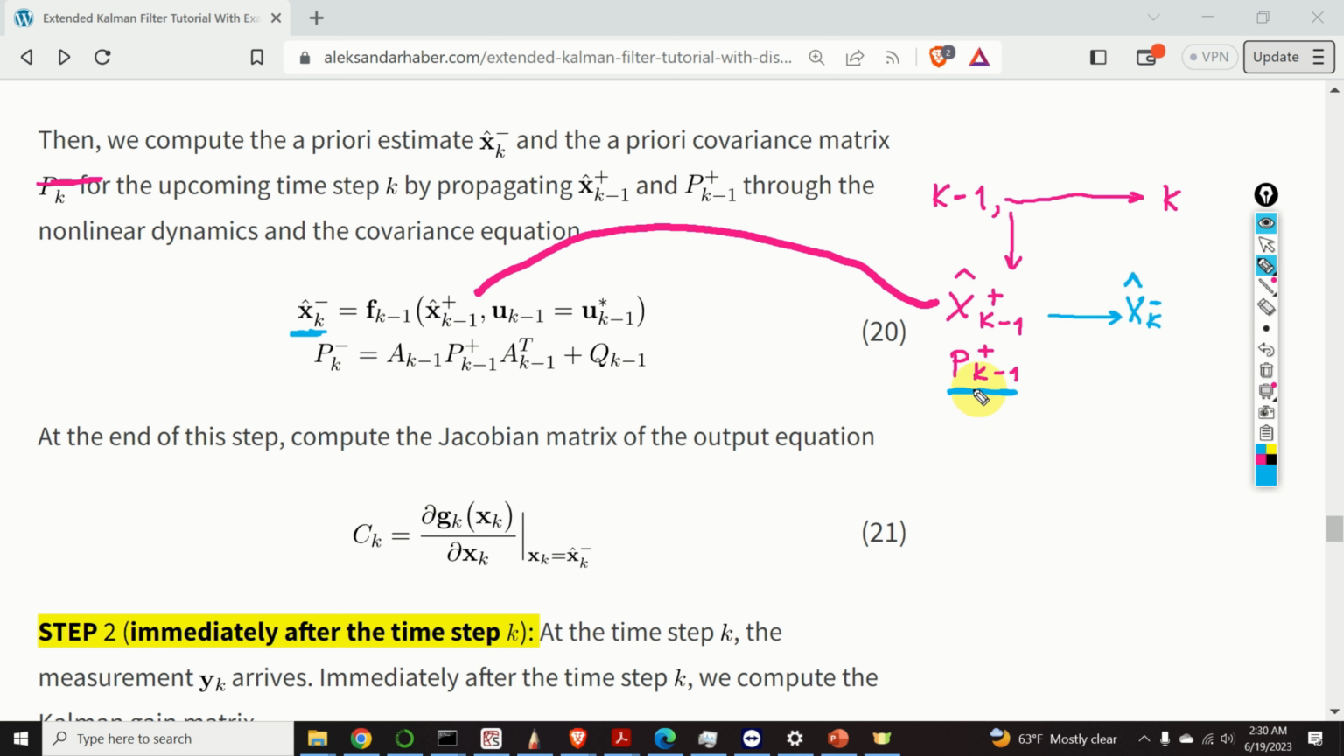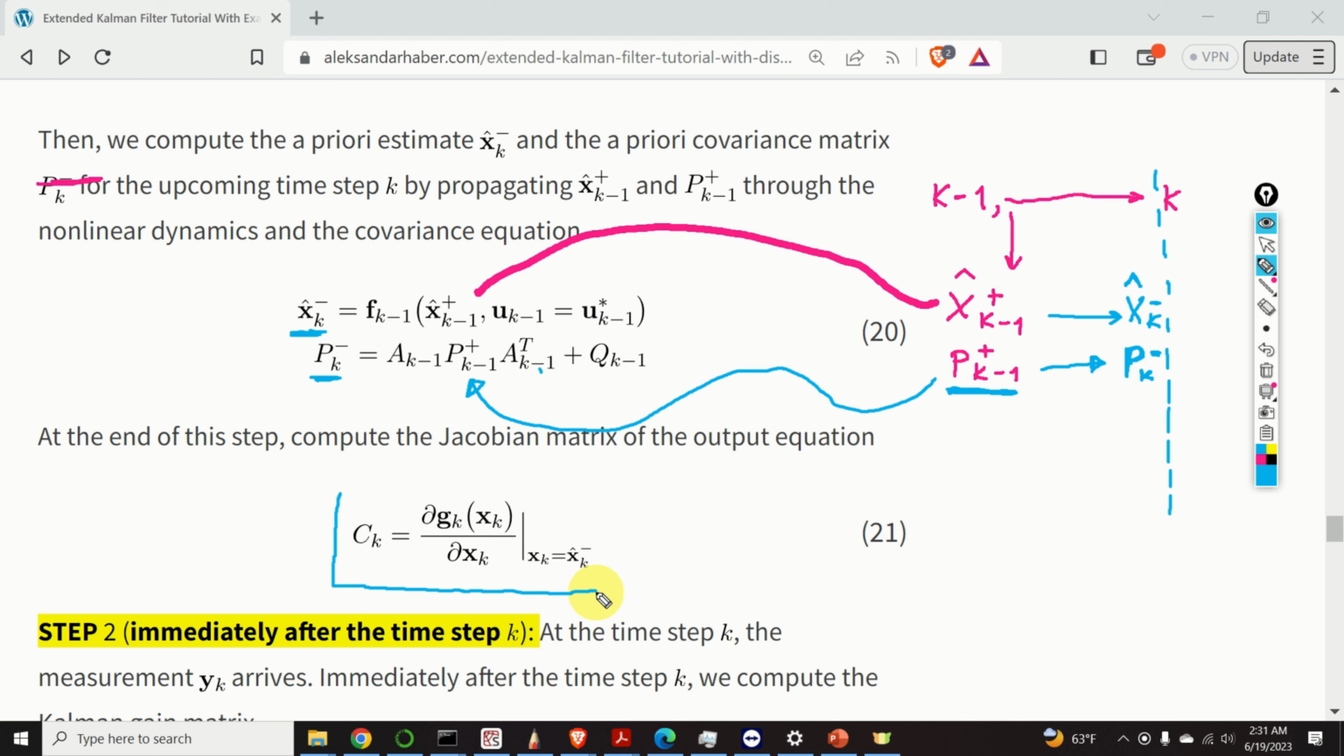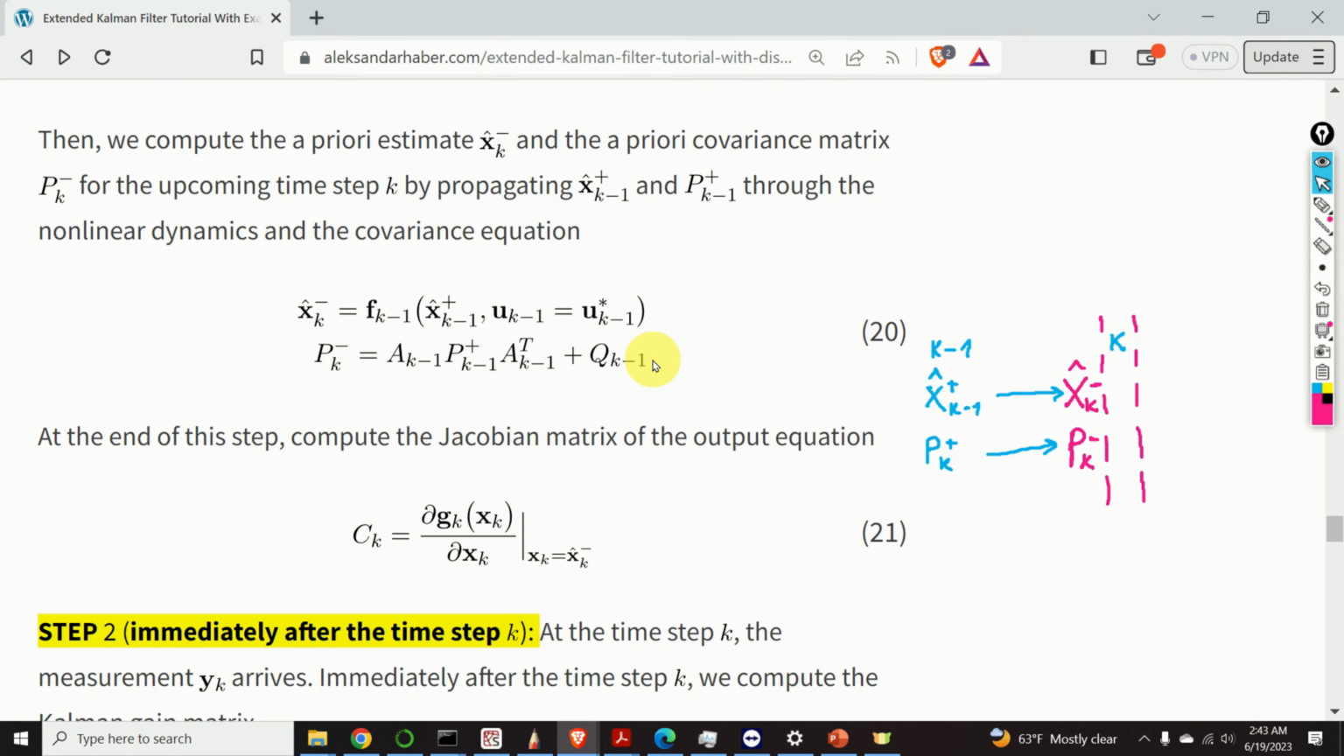Then we take our a posteriori covariance matrix and we propagate it through our dynamics for the covariance matrix. As the result, we obtain the a priori covariance matrix for the time step k. We should keep in mind that these computations are happening before the time instant k. And this is very important to keep in mind. And at the end of this time step, we compute the Jacobian matrix of the output equation. That is, we compute C k. Here I forgot to mention that Q k minus 1 is the covariance matrix of the process noise or of the disturbance vector at the time instant k minus 1. And this quantity is completely known.